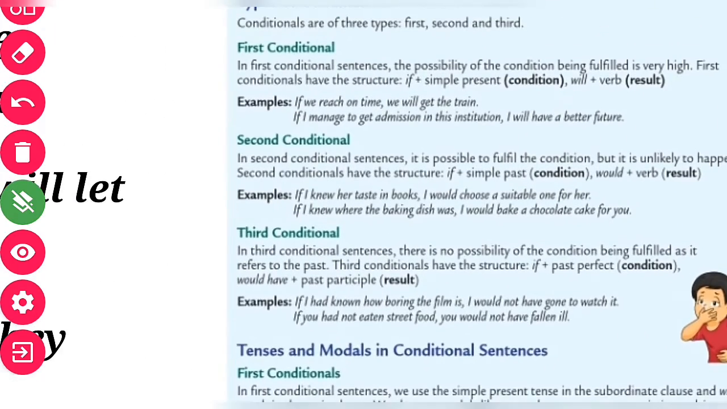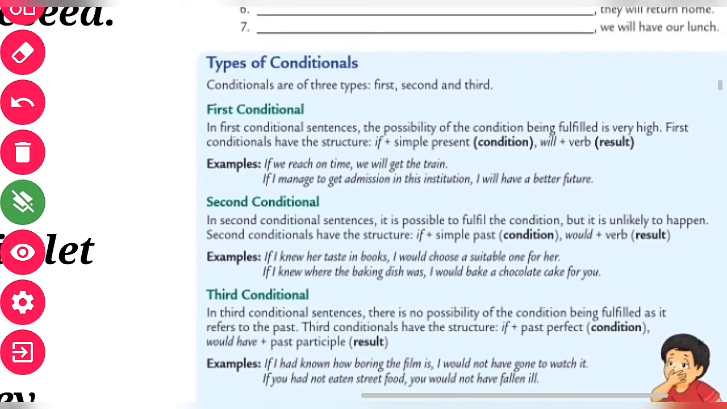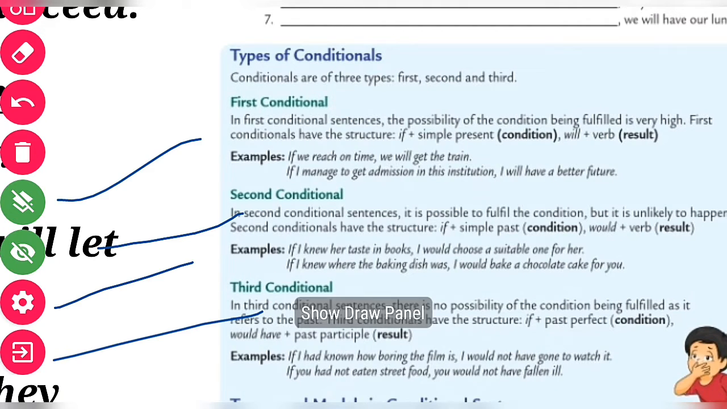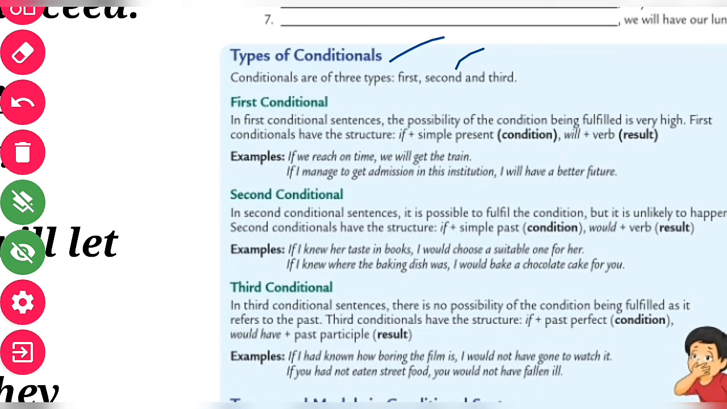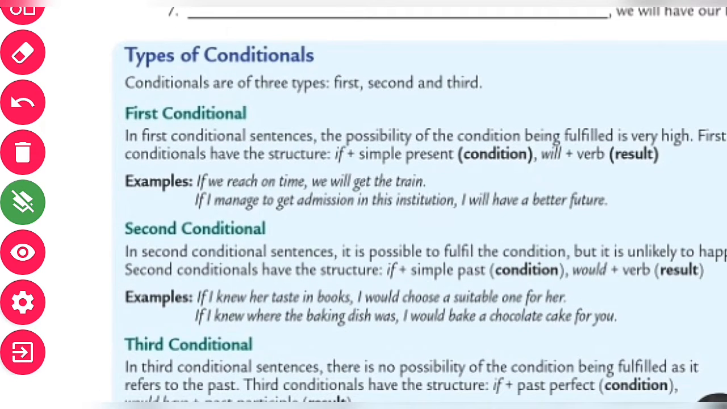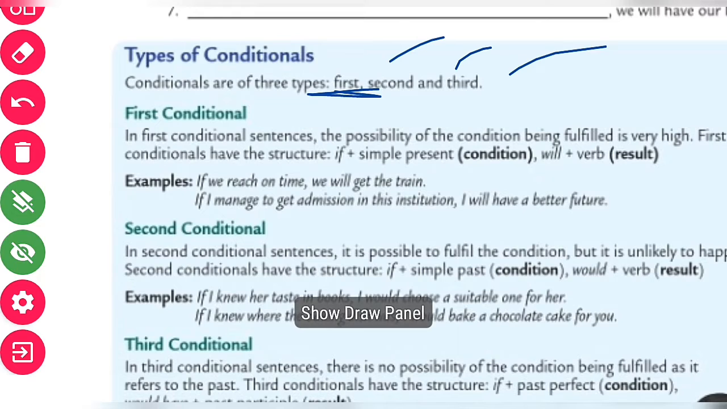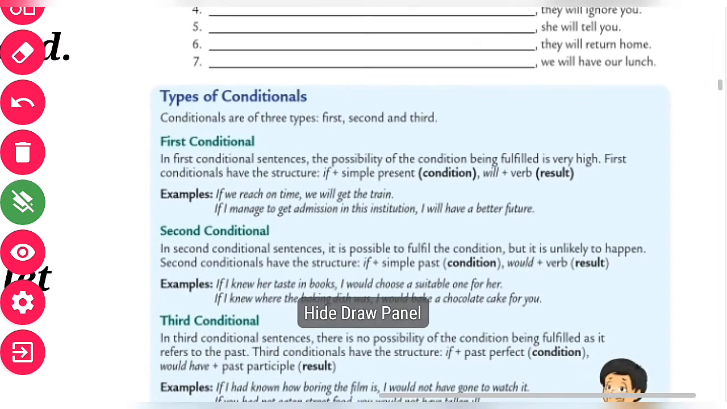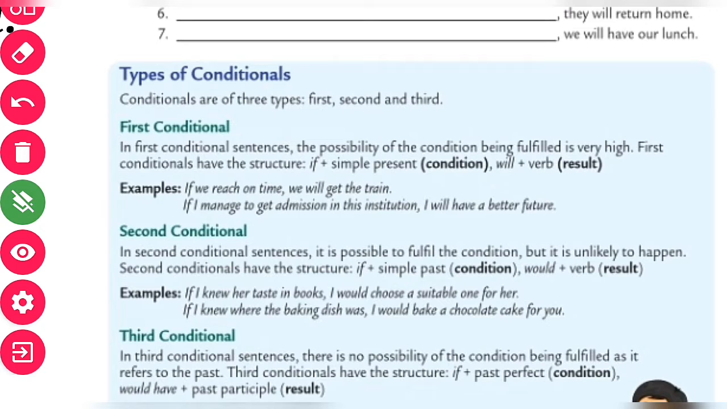Now let us talk about types of conditional sentences. According to conditional sentences, there are 3 types: first, second and third conditional are given here. First conditional sentences are those where the possibility of the condition being fulfilled is very high. It means the condition can be fulfilled, and the chances of fulfilling the condition are very high.